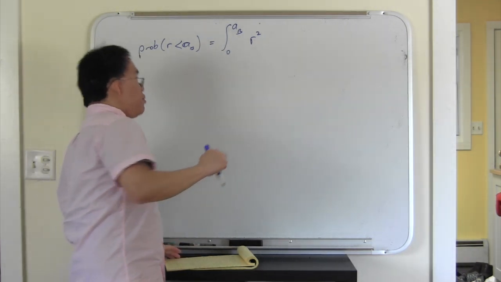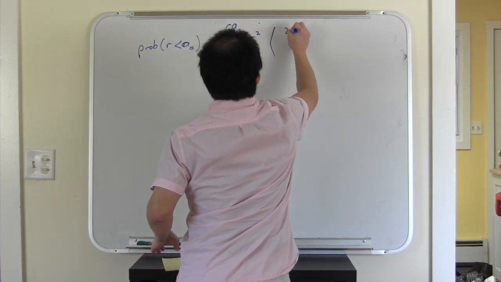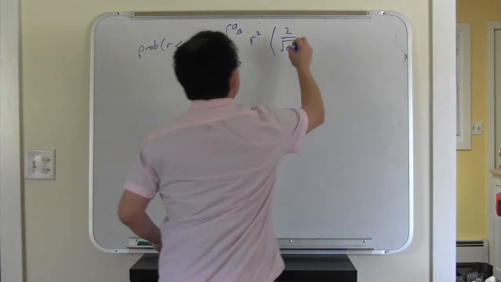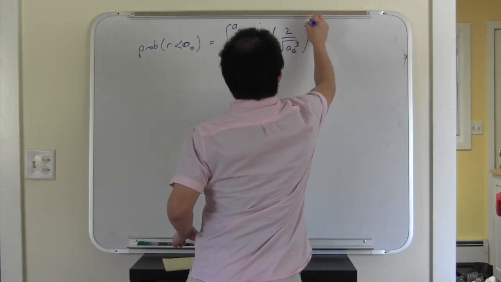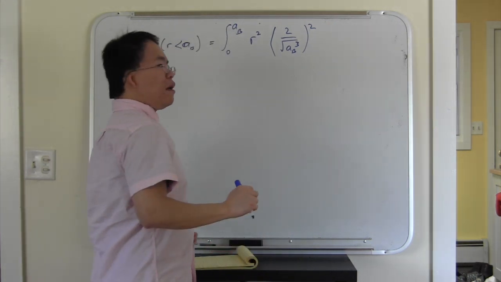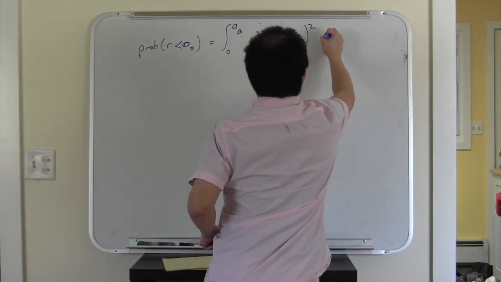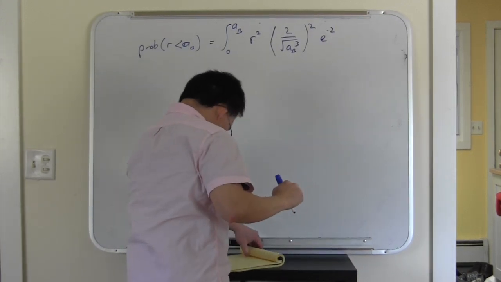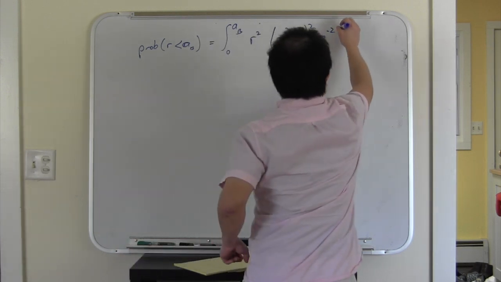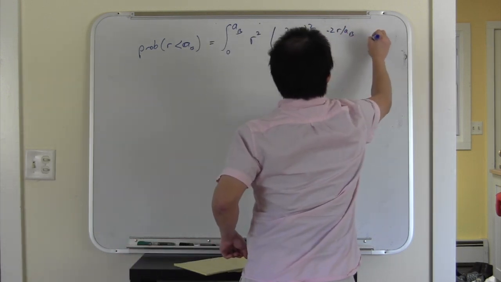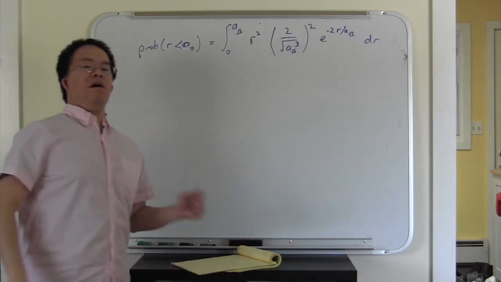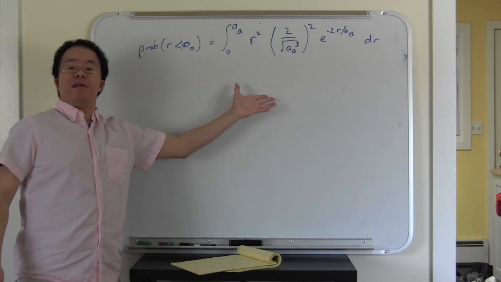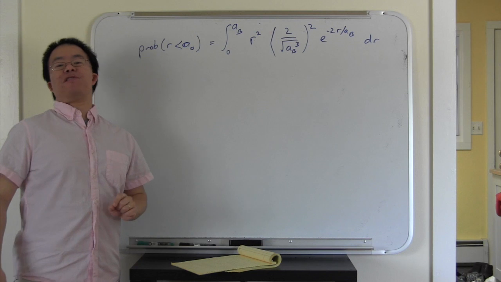This happens to be real, so I have a factor of 2 over root a Bohr cubed, squared, times the other piece of this, e to the minus 2 r over a Bohr, times dr. So that's the expression that I wanted you to come up with in that last whiteboard exercise.